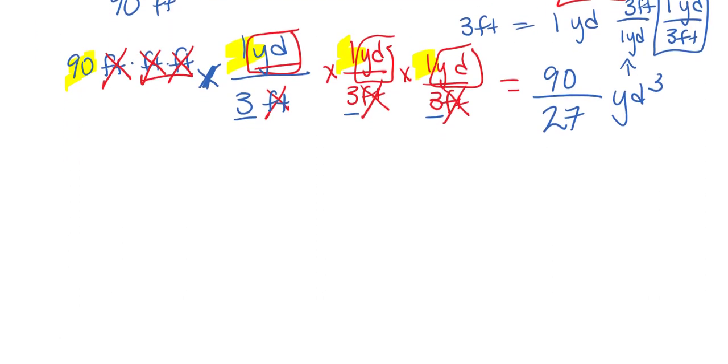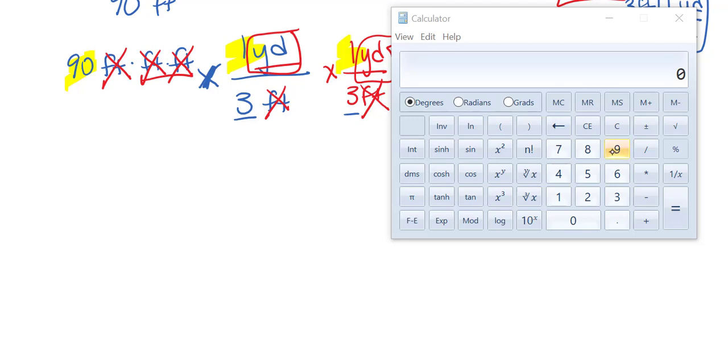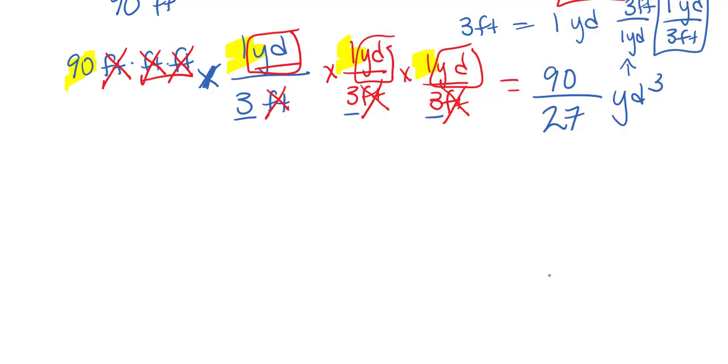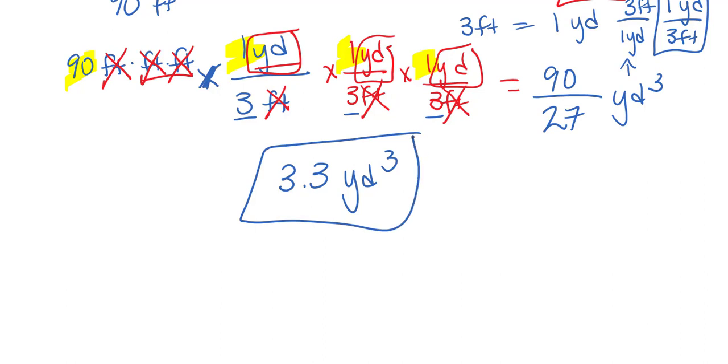Now, probably not the best way to call and put in an order is 90 over 27. So let's get our calculators out. 90 divided by 27 gives us 3.3. So we're going to put 3.3 cubic yards is what you're going to need for the backyard. Now, if you were going to place this order, you might want to get a little bit more, but at least now you get how we got there. So let's do the next example.